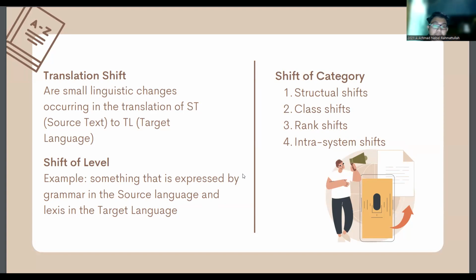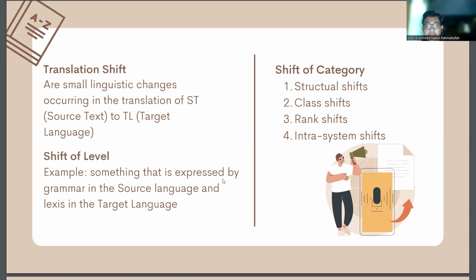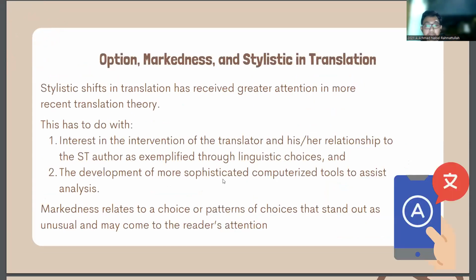Shift of level, for example, is something that is expressed by grammar in the source language and becomes lexis in the target language. Shift of category has four types: the first one is structural shift, second is class shift, third is rank shift, and the last one is intra-system shift or internal change shift. Okay, that's all for me. The next material will continue with Putri Maharani.